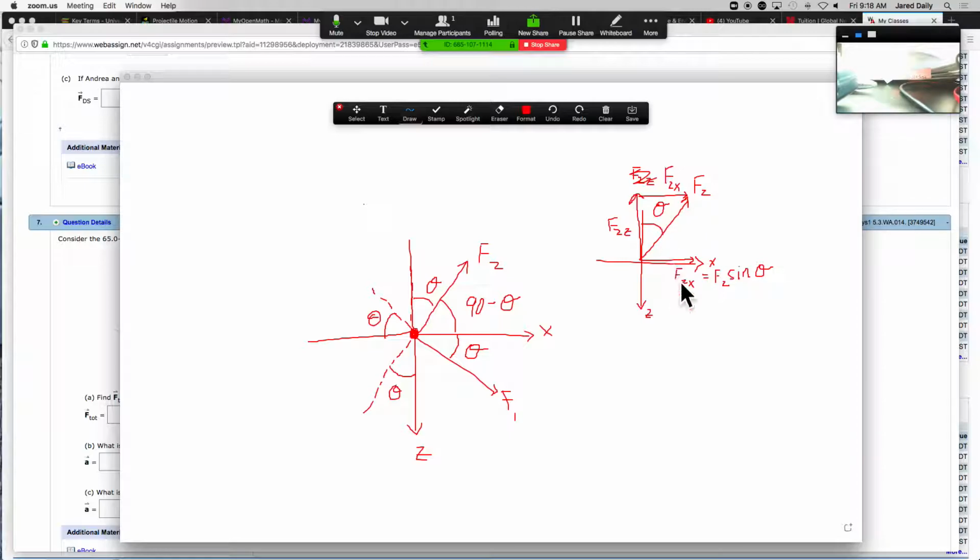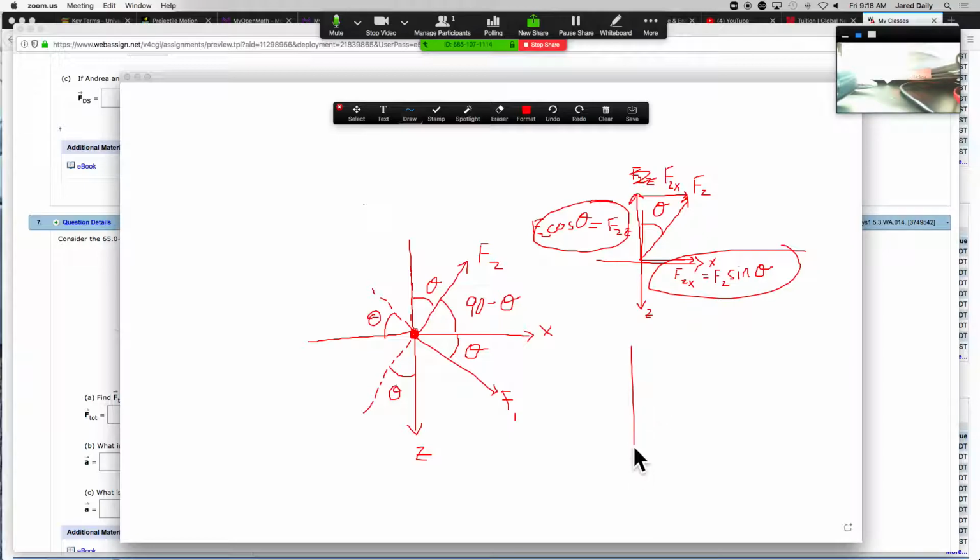Because it's opposite the angle. F2z is next to the angle theta, so F2z is going to be F2 cosine theta. Right, and that's my trigonometry part. And that's fine. These two things now I'm going to circle, try to circle them anyway, because those are going to help me later in the problem.